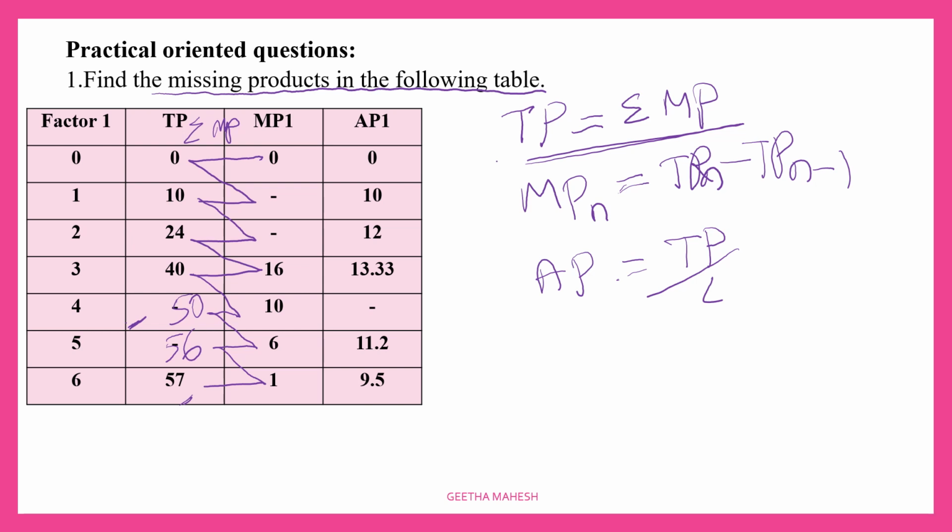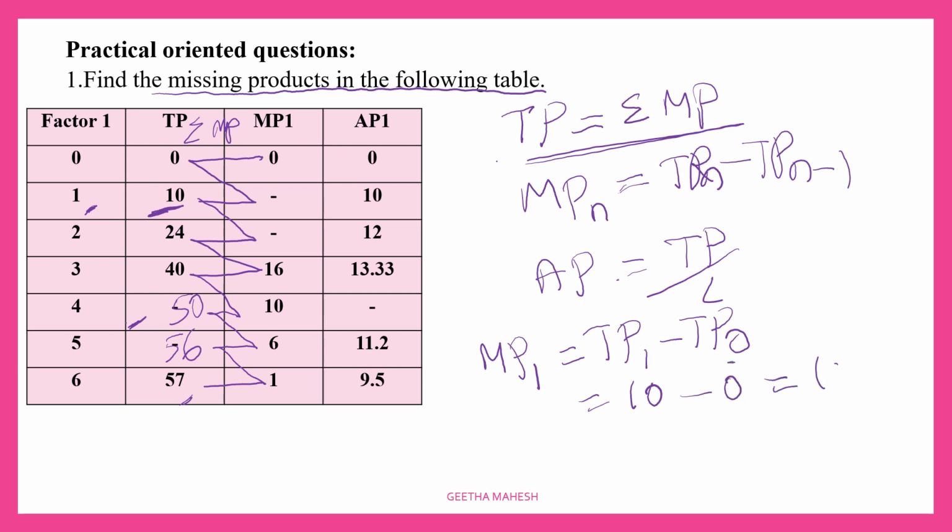Now, we need to find out a marginal product. Here we need to find out a marginal product of the first factor. Let us consider marginal product of 1 is equal to total product of 1 minus total product of 1 minus 1, which means you can consider that as 0. So, here you can write down 0. What is the total product of the first unit? That is 10. What is the total product of 0? That is 0. So, this is equal to 10.